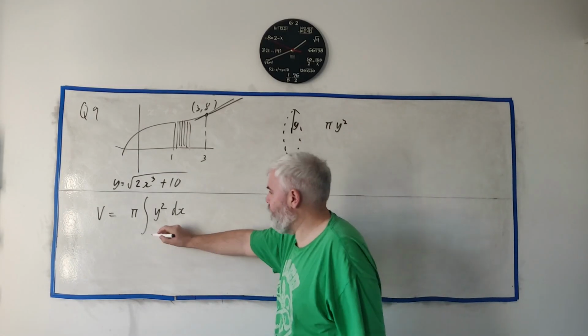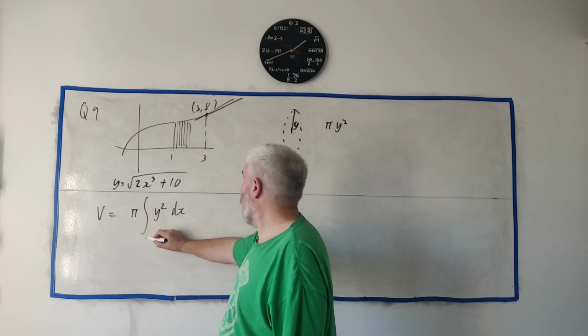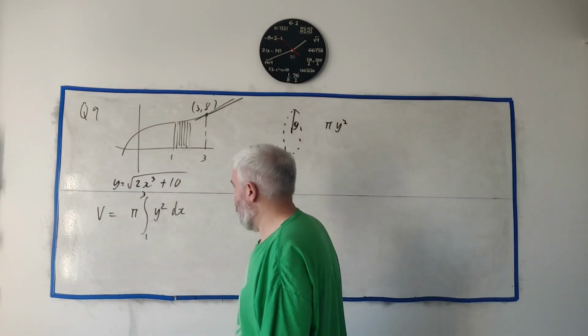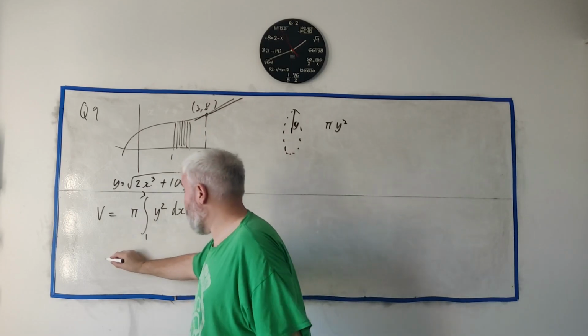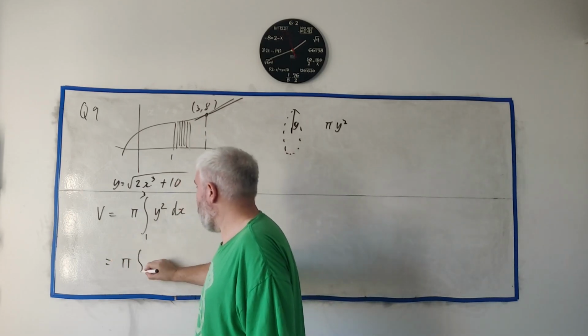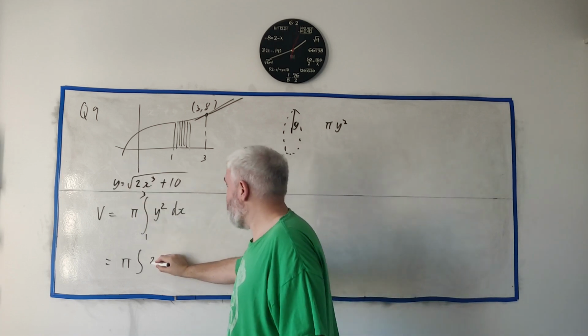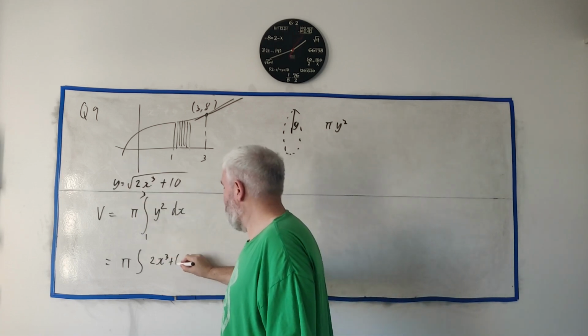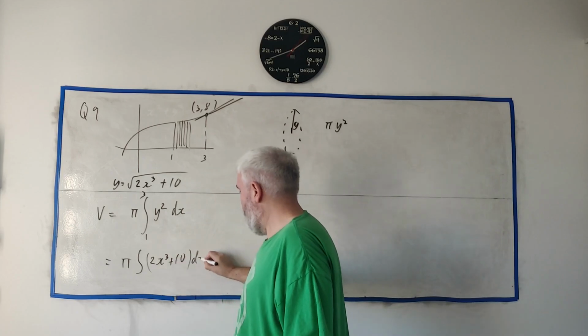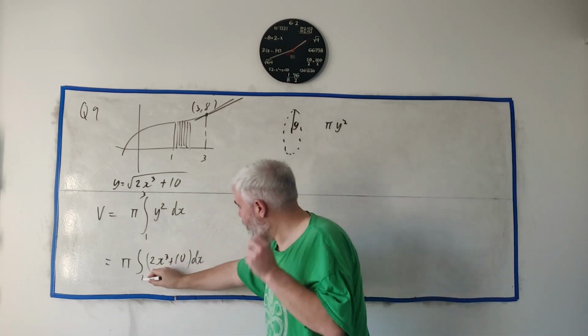So that's all we need to do. We need to do this between 1 and 3. So we can just fill this in. It actually works out very nicely. It's pi, the integral of what's y squared? Well, y is a square root, so it's just 2x cubed plus 10 all over the change in x.